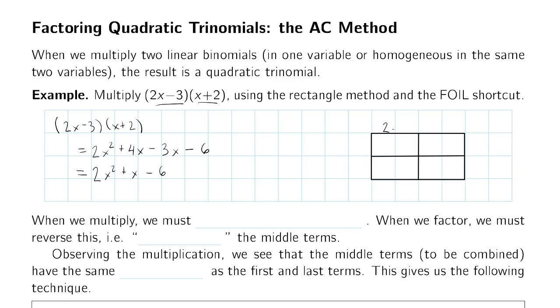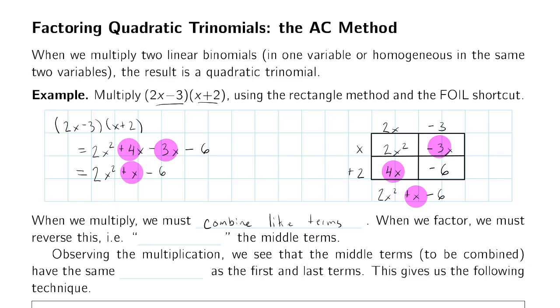We'll multiply 2x minus 3 times x plus 2. X times 2x is 2x squared. X times negative 3 is negative 3x. 2 times 2x is 4x. 2 times negative 3 is negative 6. And so again, we get 2x squared plus x minus 6. And the thing that we notice is that in either method, we combine like terms in the middle term.